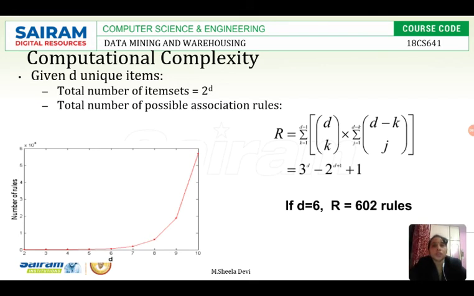So here D unique items are there. So the total number of item sets that can be generated with the 5 items is nothing but 2 power 5, that is 2 power D.